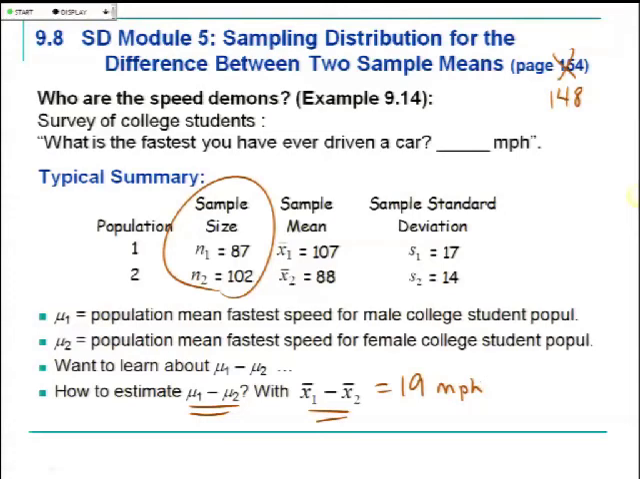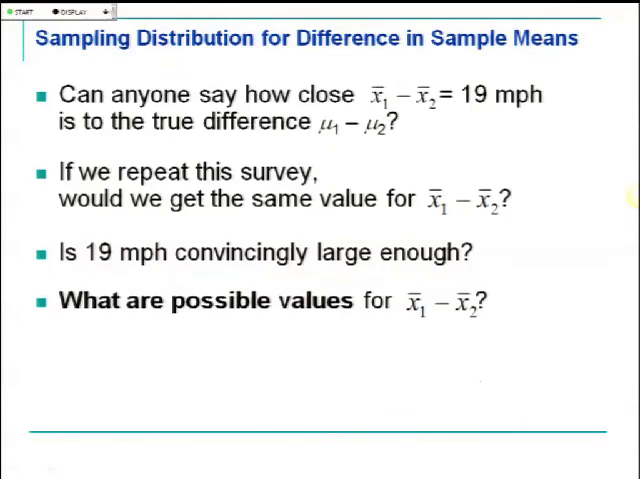So, same questions. We asked these on Tuesday. We've asked these now 4 times earlier. And we do it again here. Can anyone tell me how close our observed difference, which was 19 miles per hour, is to that true difference in the population means? Can anyone tell me? The answer to that is no. The primary reason why it's no is because you don't know mu1 minus mu2. That's the whole purpose of gathering data, to learn about it. I cannot say how accurate my one answer is.